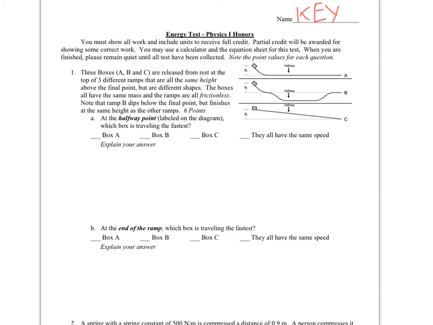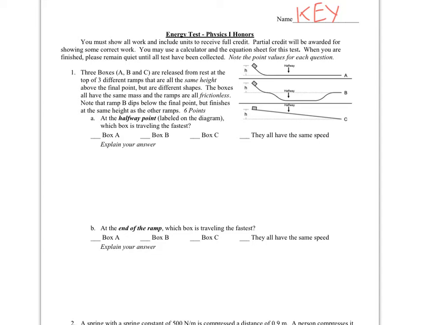All right, we're going to start here going through the energy test answer key. So we'll start with this first conceptual question here. We have these three different boxes all going down ramps. As we can see, the ramps have slightly different pathways. And in both cases, for both parts of the question, we're really concerned about how fast the box is traveling at two different spots. So the first one is this halfway point.